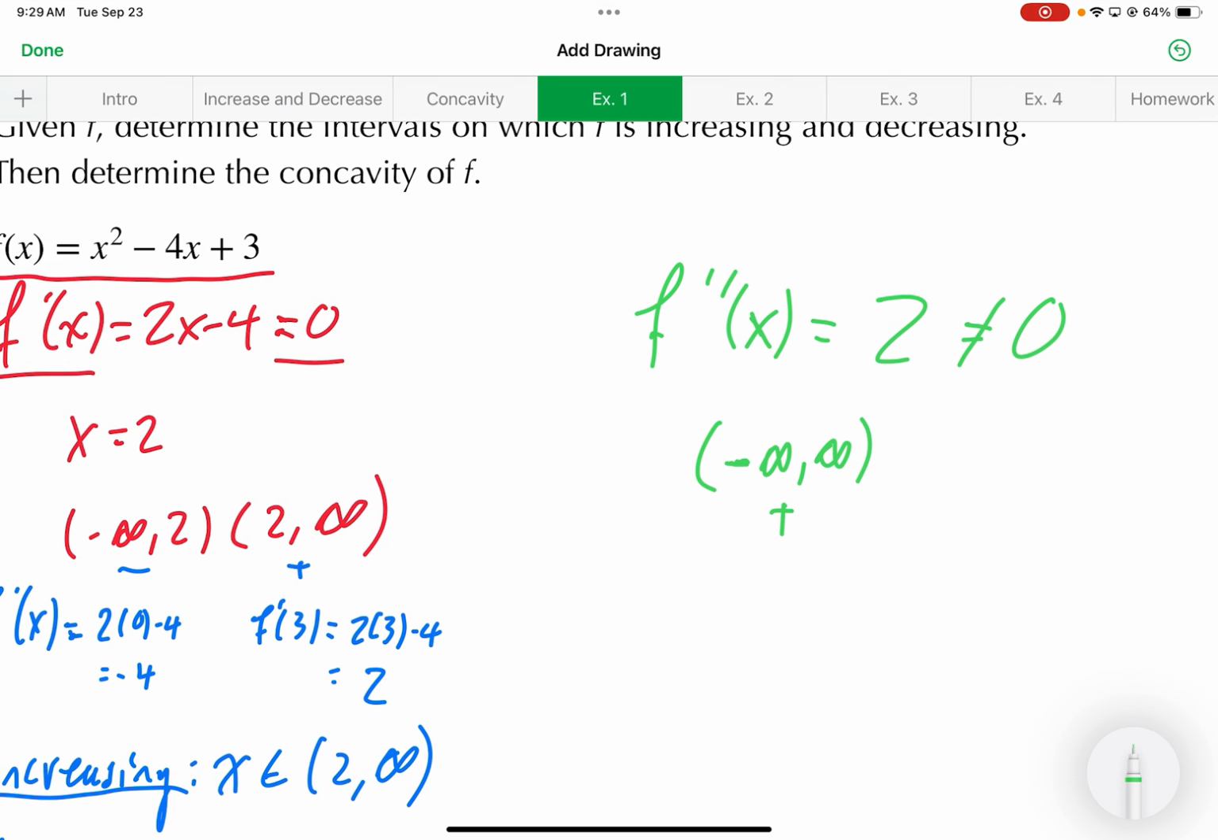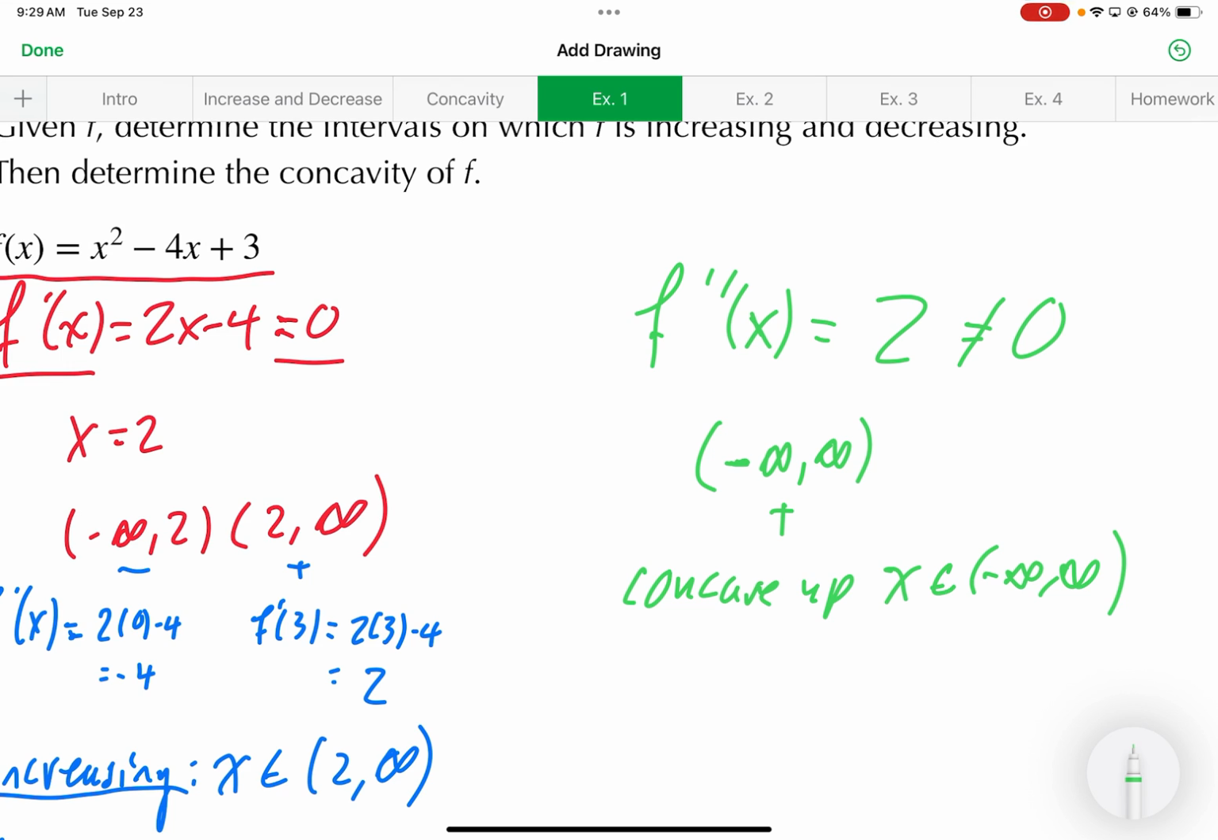Right? All right. Okay. From negative infinity to positive infinity, we find that our outputs are positive, which means our second derivative would be concave up or down? Concave up. So concave up when x is an element of negative infinity to positive infinity, because our second derivative is positive.